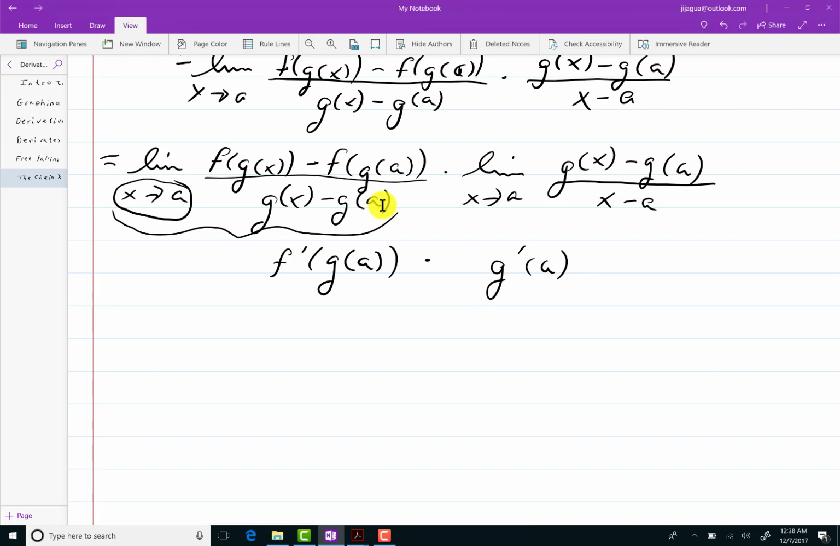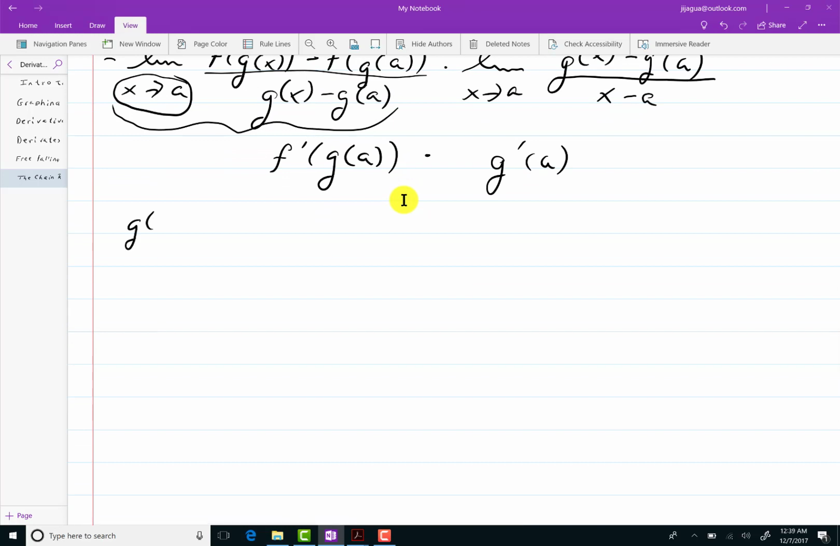Let me show you how that could possibly work. When we do this, we say x goes to a, and we're guaranteeing that x does not equal a while this process is going on. However, it's possible that while the x may not equal a, whatever g is, g of x could be equaling g of a for a lot of points. Let me give you an example.